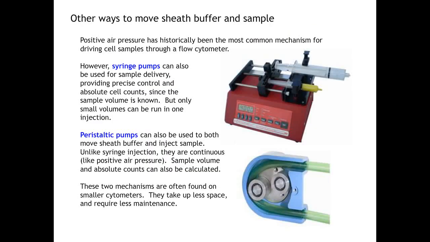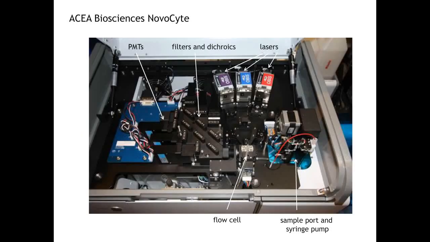However, there are other technologies out there that can deliver both sheath and sample. Syringe pumps have been used on a number of flow cytometry systems for delivering both sample and sheath, or often just sample. We actually inject the sample into the sheath stream. This is a nice system because the delivery is very uniform. We know the volume. We can calculate absolute counts. Some newer generations of instruments are also using peristaltic pumps to deliver both sheath buffer and inject the sample. And since the volume is also known on these pumps, we can also derive absolute counts as a consequence of the sample delivery system.